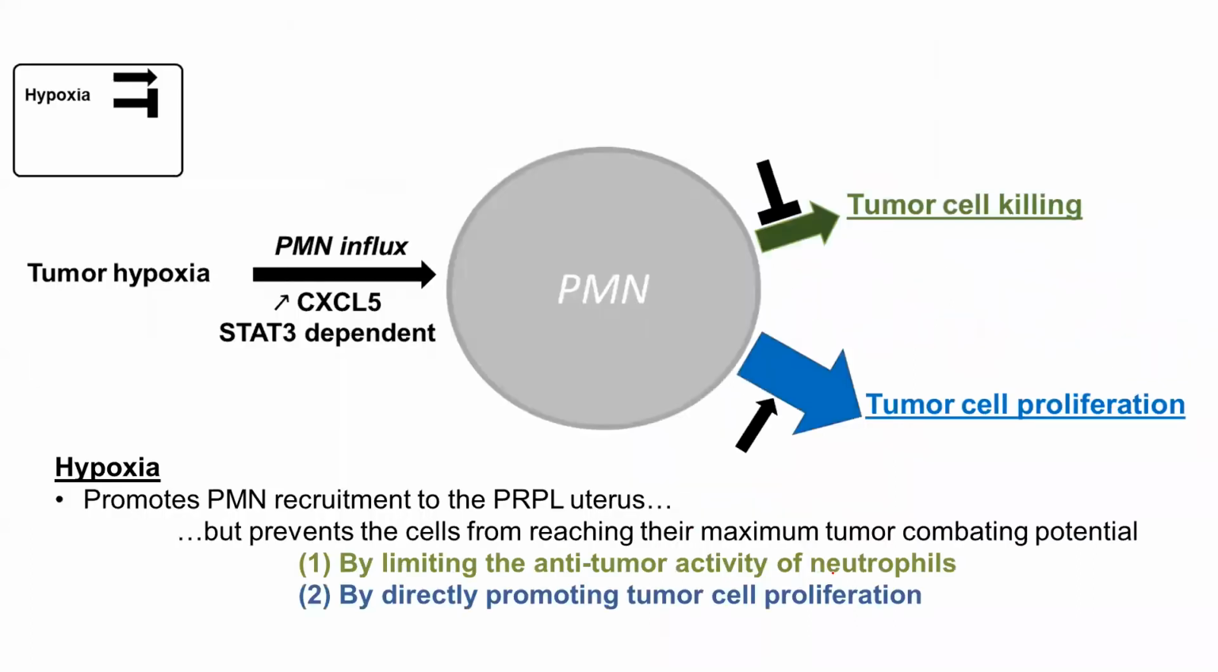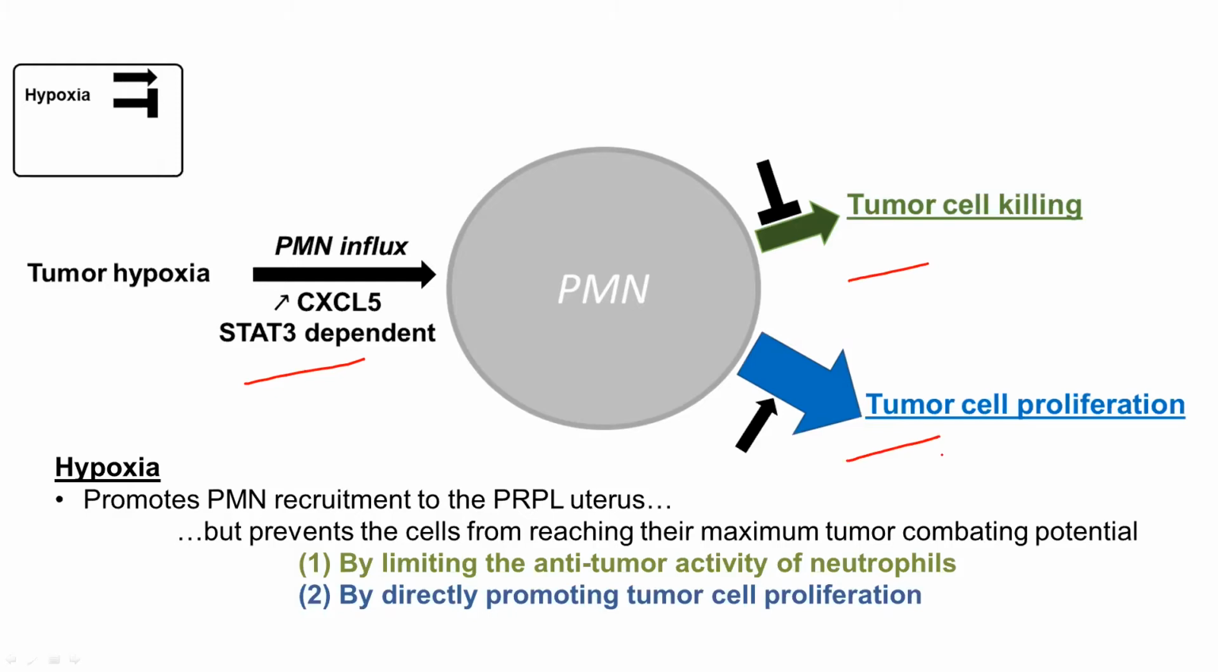So as a first conclusion of this study, we found that hypoxia can promote the recruitment of neutrophils to the purple uterus, but will prevent the cells from reaching their maximum combating potential in a two-pronged effect. First, by limiting the anti-tumor activity of neutrophils, and second, by directly promoting tumor cell proliferation.